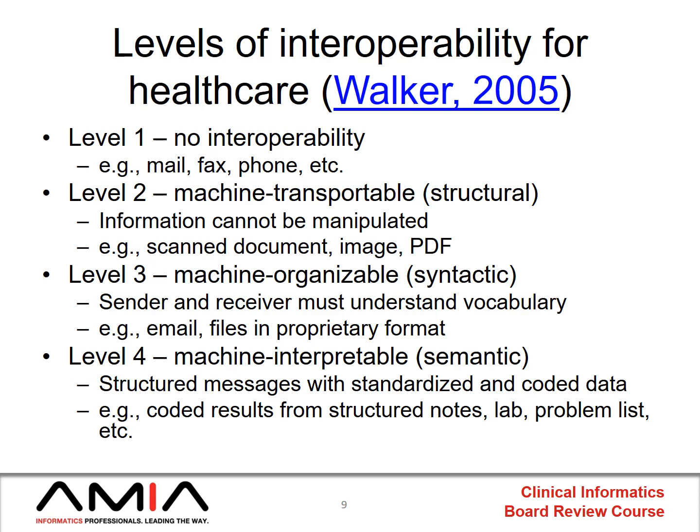Finally, the next level is machine interpretable interoperability, sometimes called semantic interoperability. And here there are structured messages with standardized and coded data. So for example, when there are coded results within structured notes, or laboratory results, structured and coded with a standard terminology system, problem list and so forth, these represent semantic interoperability.